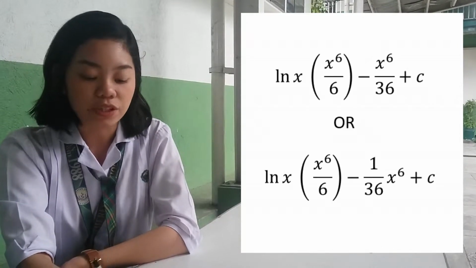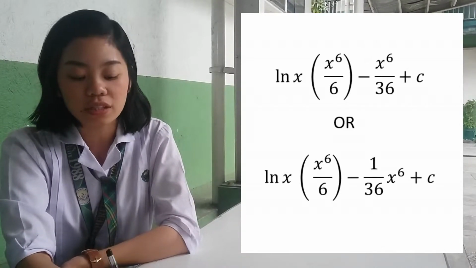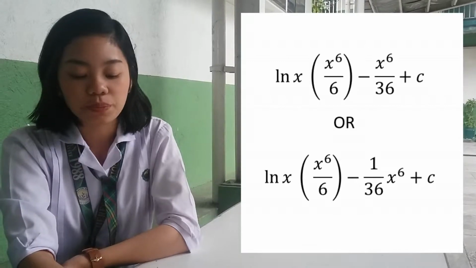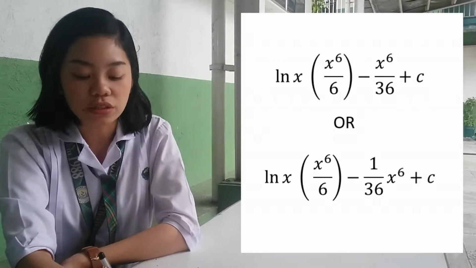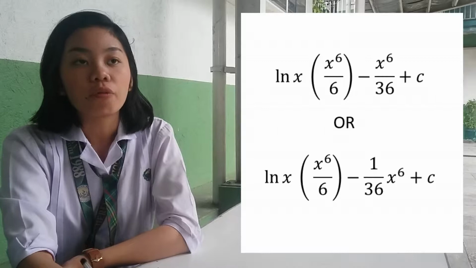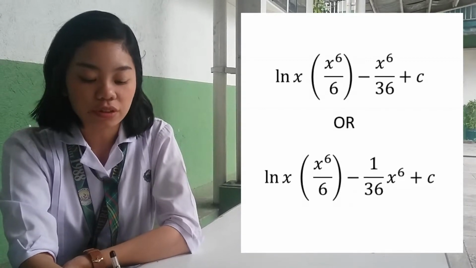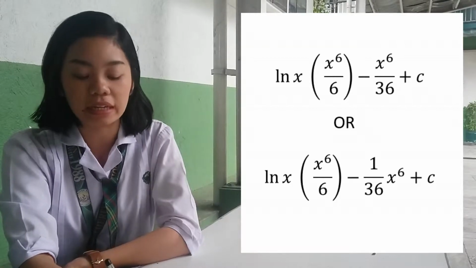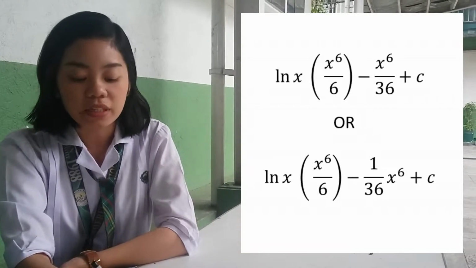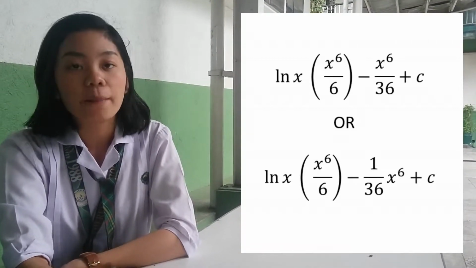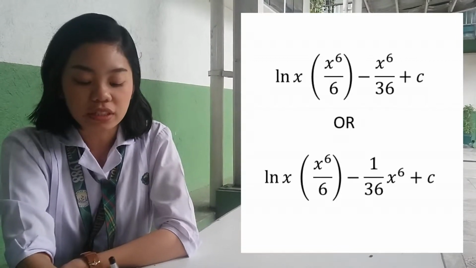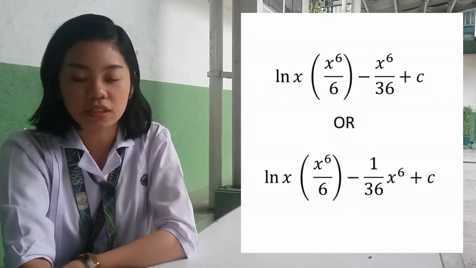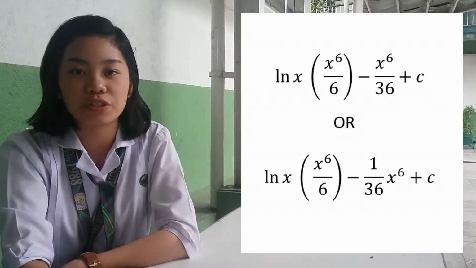So our final answer will be ln x times x raised to 6 over 6 minus x raised to 6 over 36 plus c. We can also once again factor out the constant from x raised to 6 over 36, which will make it ln x times x raised to 6 over 6 minus 1 over 36 times x raised to 6 plus c. That will be the final answer for this problem.